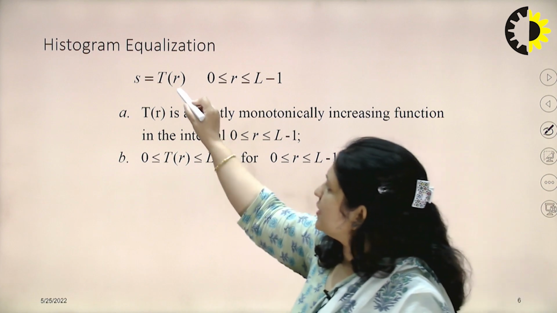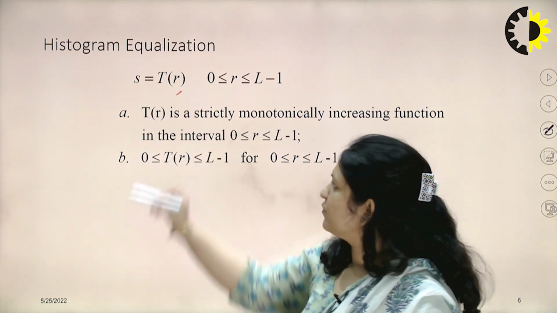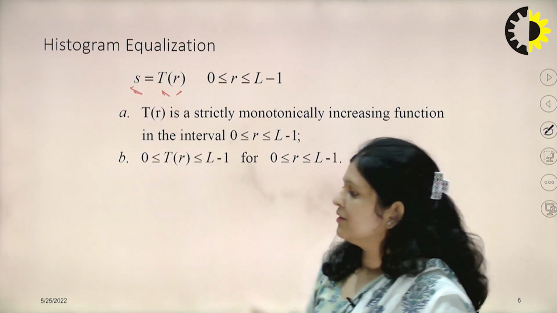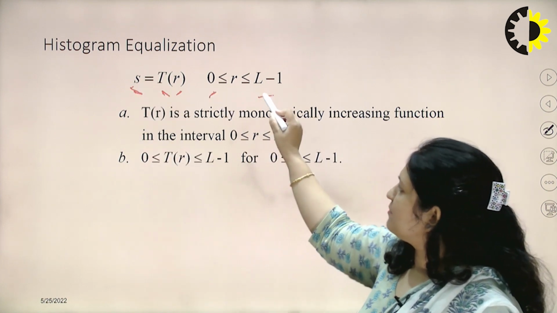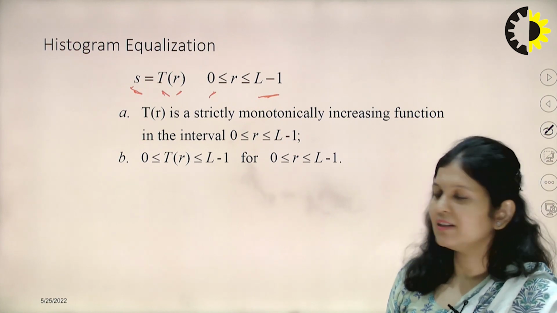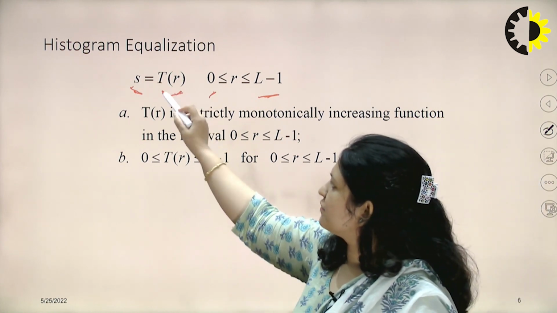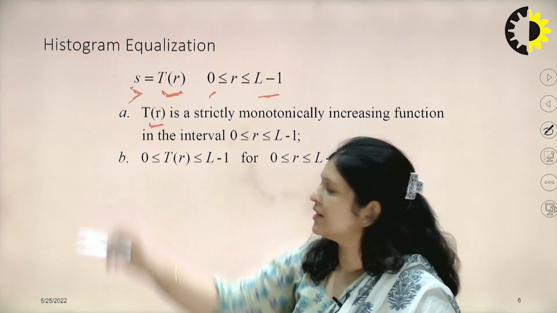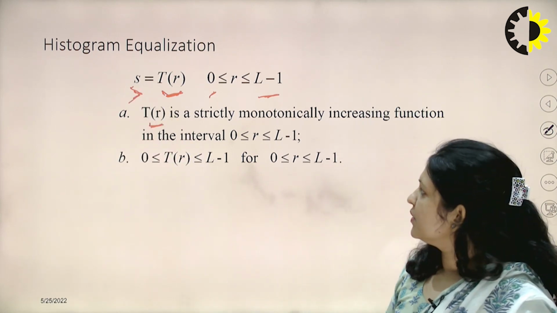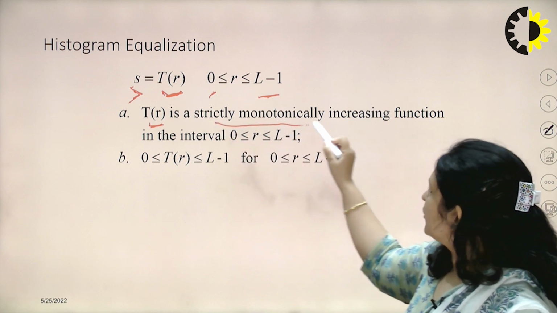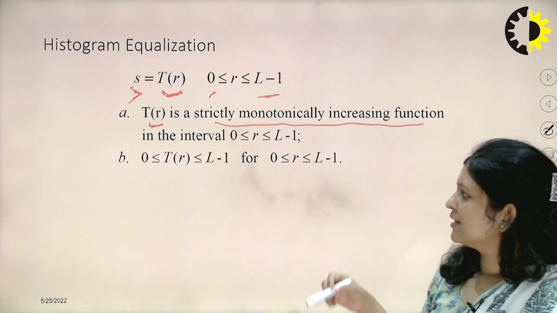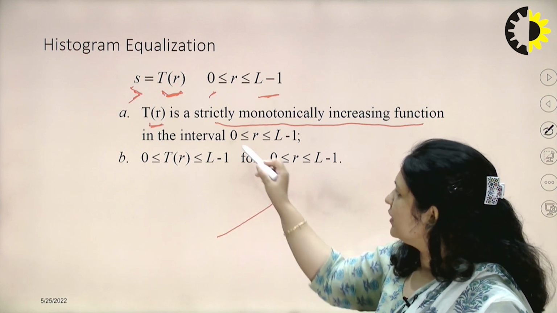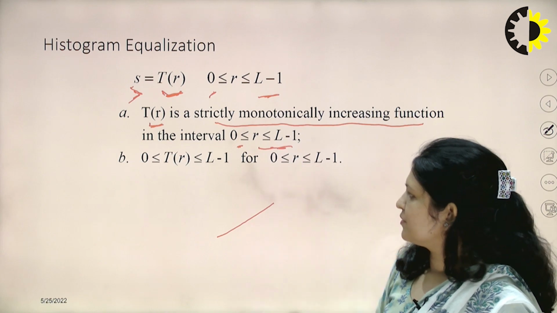So R is any input image intensity value. We apply the transformation T. The output would be small s, where R takes values from 0 to L minus 1. Now, what are the properties of this particular transformation function T of R that we will be applying so that we get new intensity values, that is small s? T of R should be a strictly monotonically increasing function. The idea is it should be an increasing function, giving you an increasing value in the interval 0 to L minus 1.